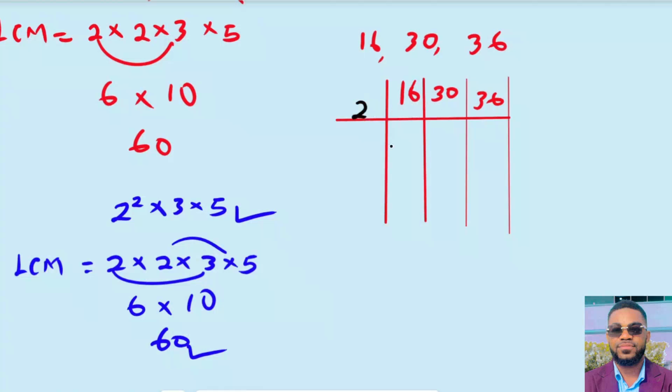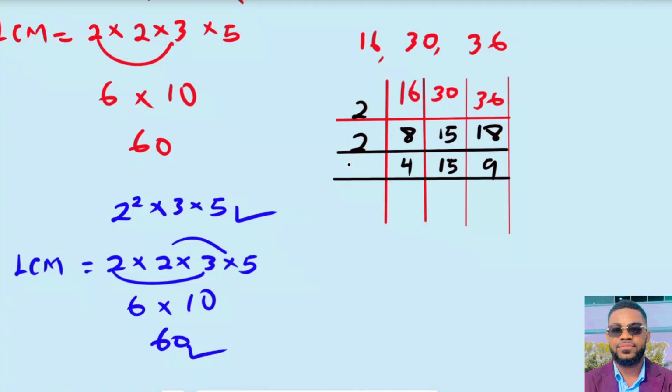So now 2 goes into 16. That's going to be 8. Goes into 30. We have 15. 2 goes into 36. So that's going to be 18. That is it. Now we have 8, 15, and 18. You can think of 2 once again. 2 goes into 8 4 times. It goes into 15. That's not possible. So we have the same 15. 2 goes into 18. So that's going to be 9. So we are done with that one too. You can still simplify. We have 4, 15, and 9.